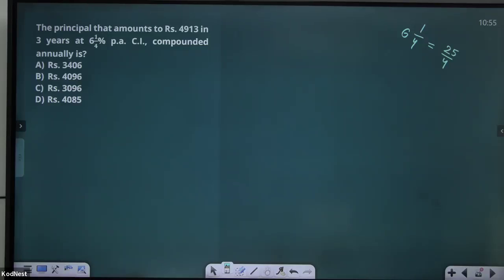Bharat, are you asking how to solve the final equation? Can you wait? I will clarify at the end of the class. It will take 1 minute. Please try this question first.